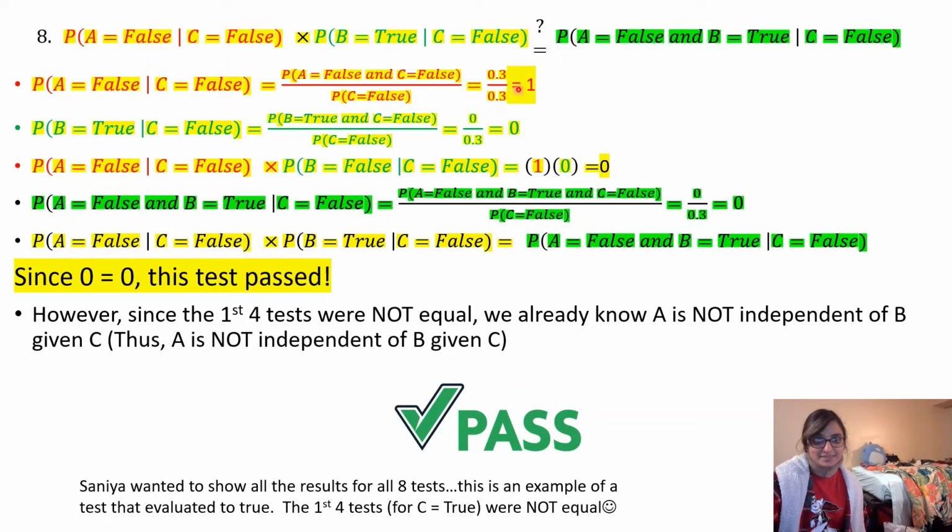And on the right-hand side, the probability A is false and B is true, given that C is false, is the probability A is false and B is true and C is false, divided by the probability that C is false. The numerator is 0, divided by 0.3, which is 0. So the left-hand side is 0 and the right-hand side is also 0, then we know that this test passed.